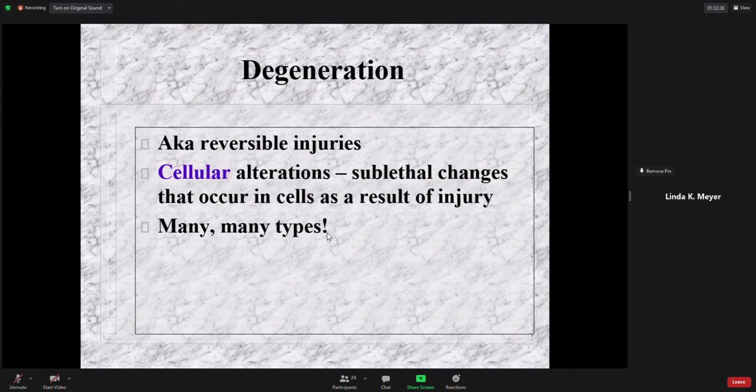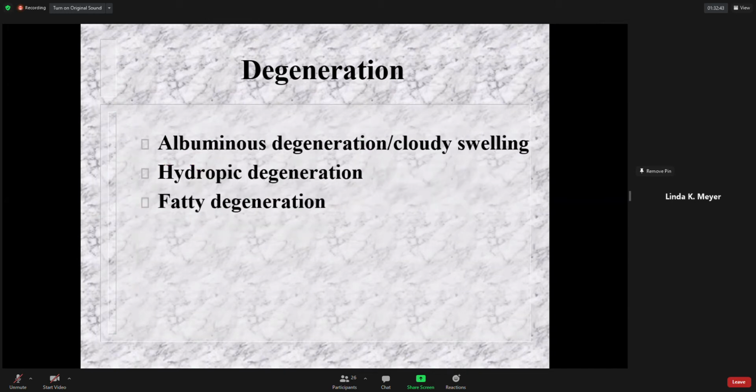And usually in a general pathology class, there's a whole chapter on this. I'm just going to give you a couple of examples of the more common degenerations. There's what's called albuminous degeneration, also known as cloudy swelling, hydropic degeneration, and fatty degeneration.